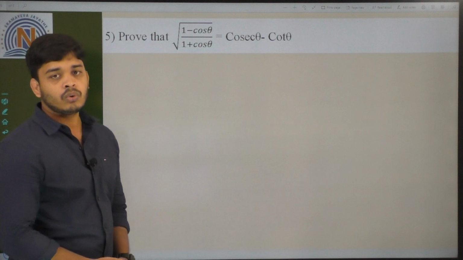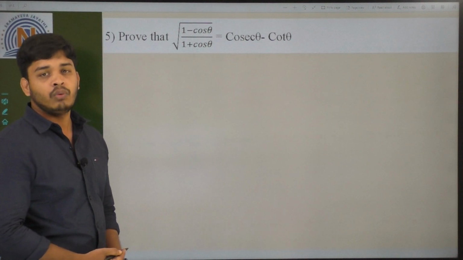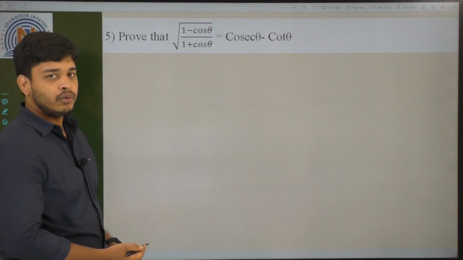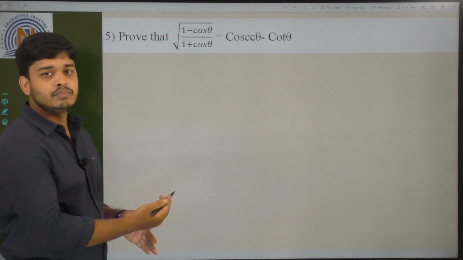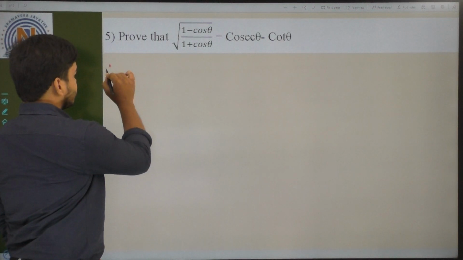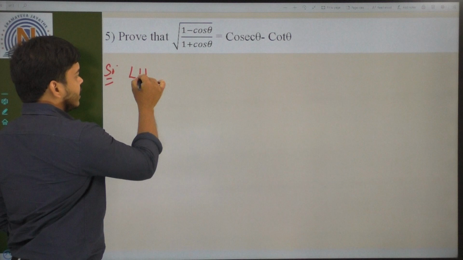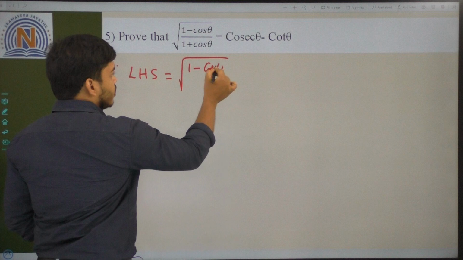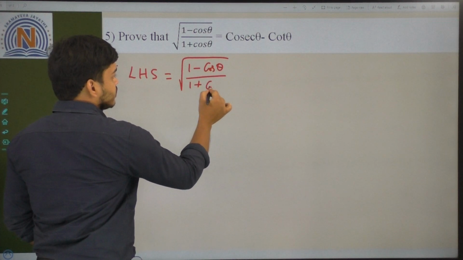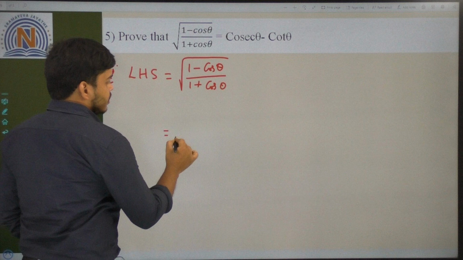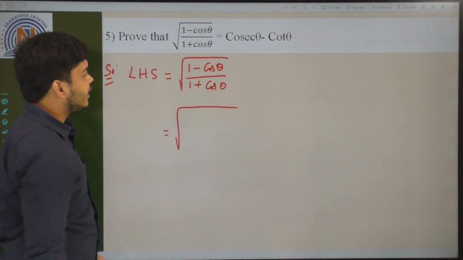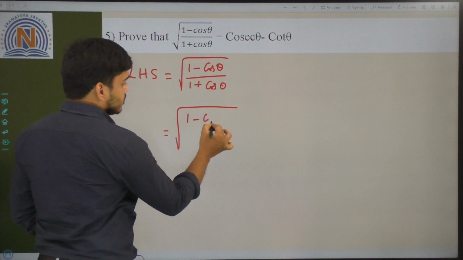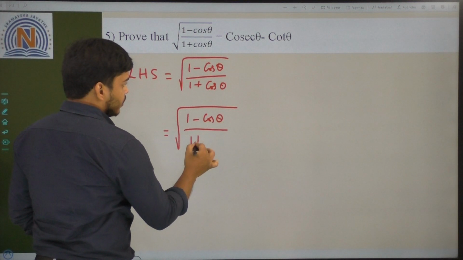Prove that root over 1 minus cos theta by 1 plus cos theta is equal to cosecant theta minus cot theta. Now I'm taking LHS to prove RHS. So taking LHS, left hand side, which is equal to root over 1 minus cos theta by 1 plus cos theta.